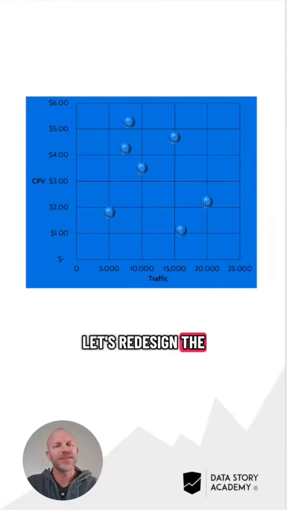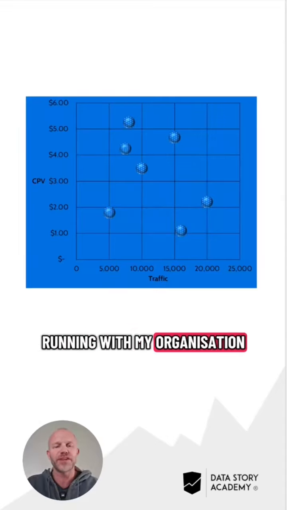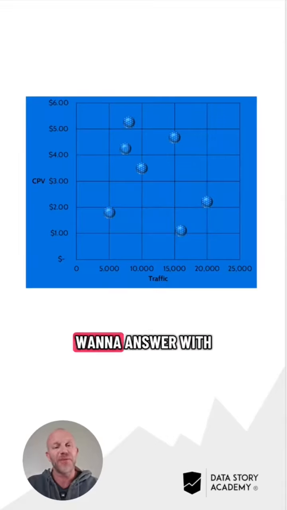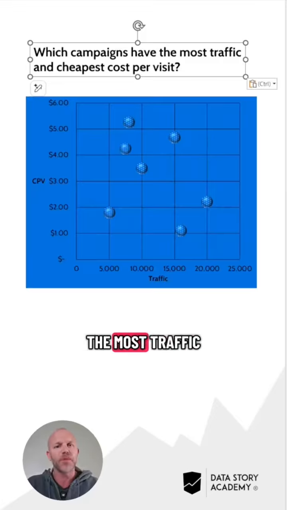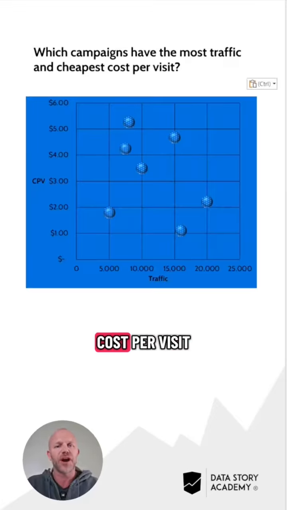Let's redesign this scatter plot chart in PowerPoint. I'm looking at some marketing data here. These are some campaigns I've been running with my organization. And the key business question I want to answer with this chart is this: which campaigns have the most traffic at the cheapest cost per visit?